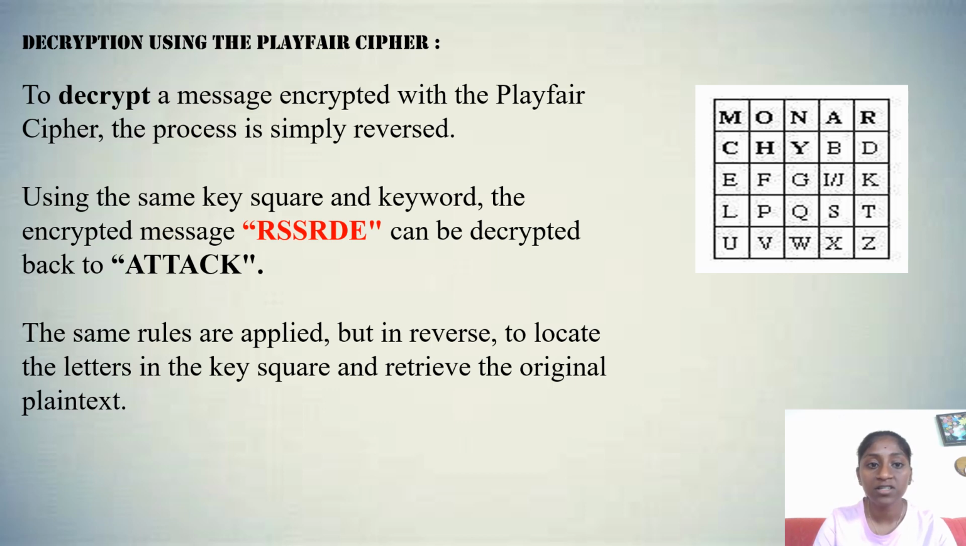Decryption using the Playfair cipher. Now the same word which has been encrypted can be decrypted. That is, we'll get the original word which we have encrypted. To decrypt a message encrypted with a Playfair cipher, the process is simply reversed. Using the same key square and keyword, the encrypted message RSSRDE can be decrypted back to the word attack. The same rules are applied, but in the reverse order, to locate the letters in the key square and retrieve the original plain text.